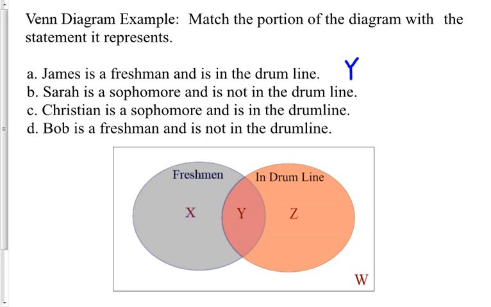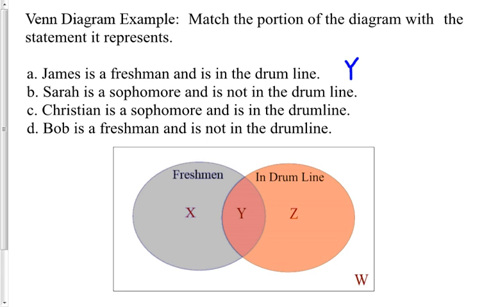Part B. Sarah is a sophomore and is not in the drum line. You'll notice the statement in part B is both a conjunction and includes a negation. Now let's look at the Venn diagram.